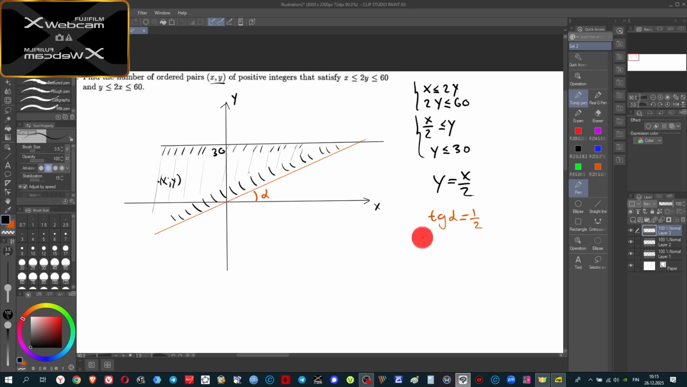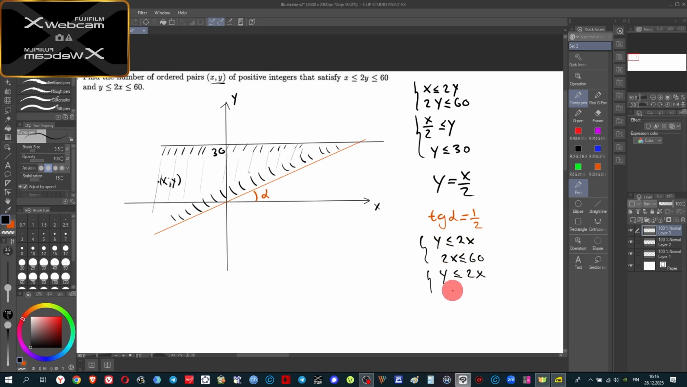Another one we can also separate into two portions. At first, y less or equal than 2x, and the second one, 2x is less or equal than 60, which is equivalent to y is less or equal than 2x.